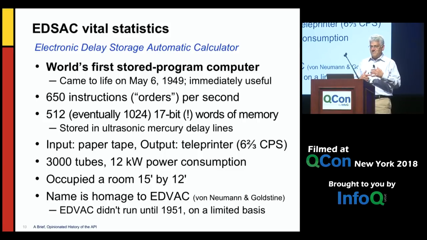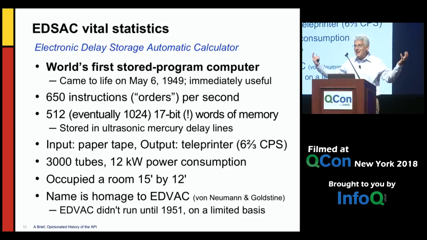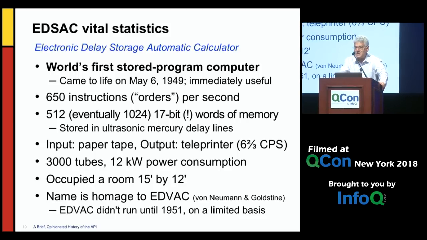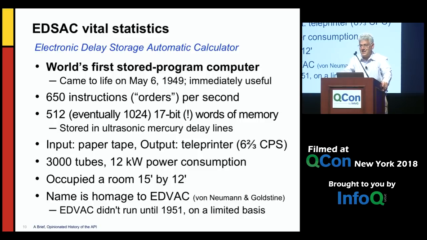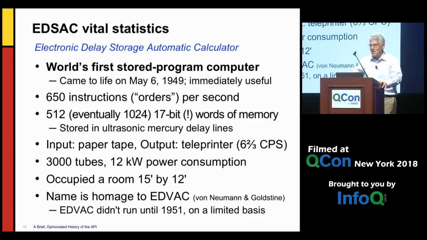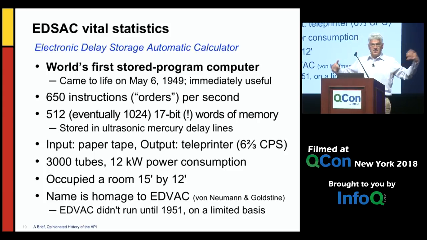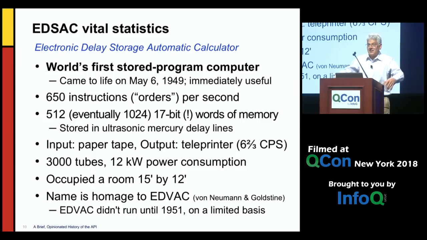So in round numbers, the thing was, I guess, 4 million times slower than a modern PC. It had 4 million times less memory than a modern PC. It used 100 times the power, and it was 1,000 times the size. So, it was a monster and a pig, but it changed the world.